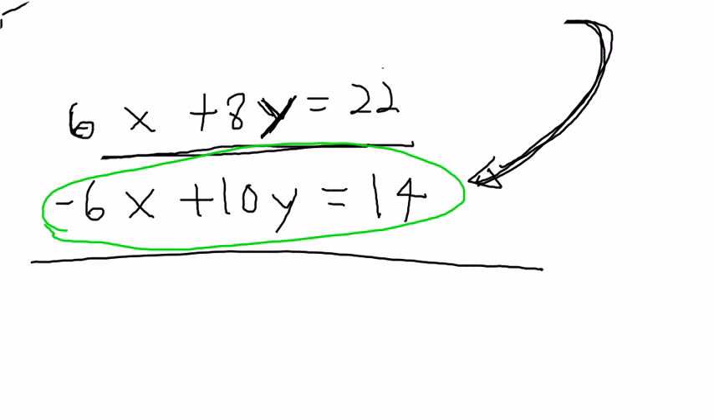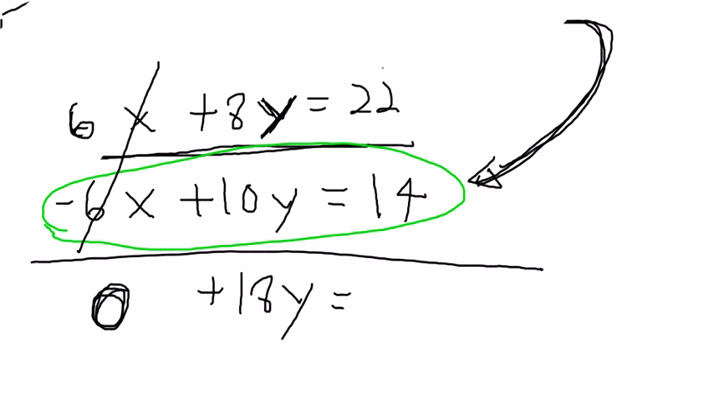So, now that the 6x and the negative 6x, all the equal signs are lined up, all the variables are lined up, what's 6x minus 6x? Hooray! It cancels! It's 0. What's positive 8y plus positive 10y? Well, it is 18y. And what's 22 plus 14? It's 36. So now we're left with this equation.